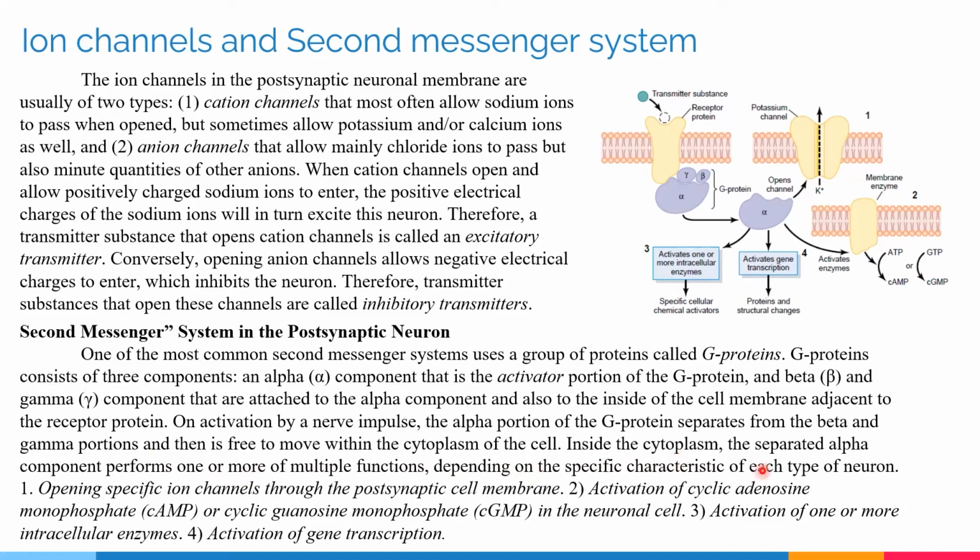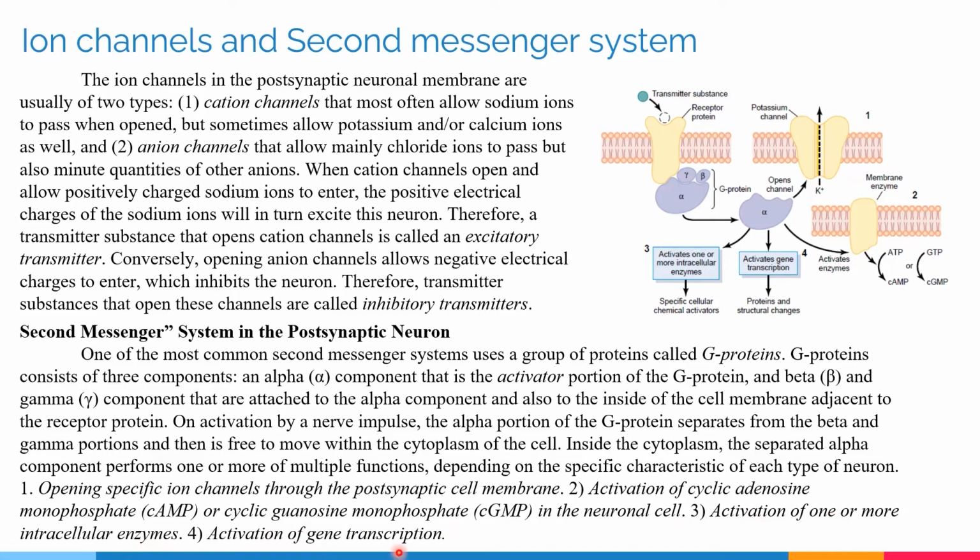Inside the cytoplasm, the separated alpha component performs one or more of multiple functions, which depends on the specific characteristic of the neuron. These particular functions can be opening specific ion channels through the postsynaptic cell membrane, activation of cyclic adenosine monophosphate or cAMP or cyclic guanosine monophosphate or cGMP in the neuronal cell, activation of one or more intracellular enzymes, or activation of gene transcription.